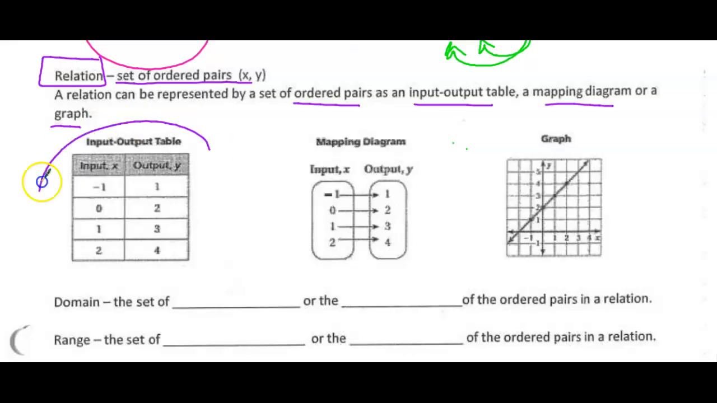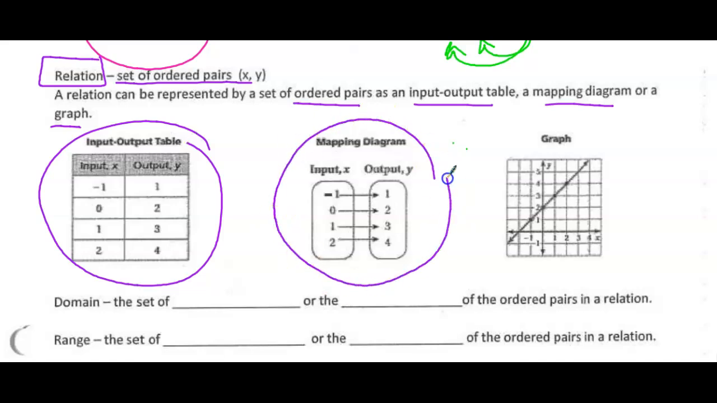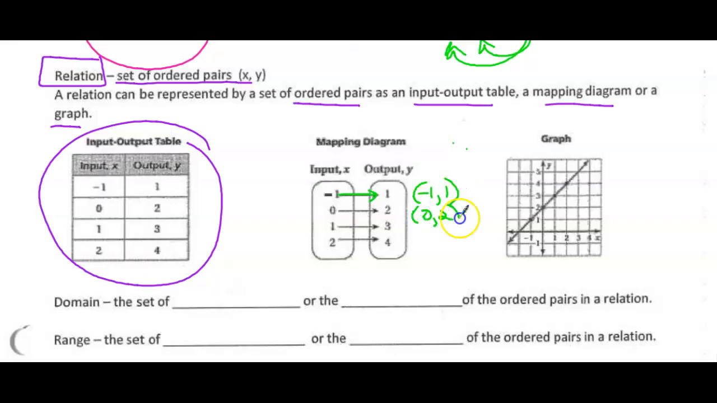The input-output table, as you see, looks like a table of values. Mapping diagrams, sometimes people are confused by those, so make sure you're looking now. When you do a mapping diagram, this says -1 maps over to 1, so that's like the ordered pair -1, 1. We have the ordered pair 0, 2. We have the ordered pair 1, 3. We have the ordered pair 2, 4.